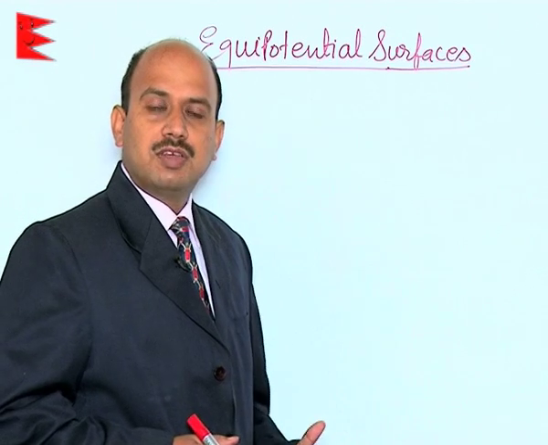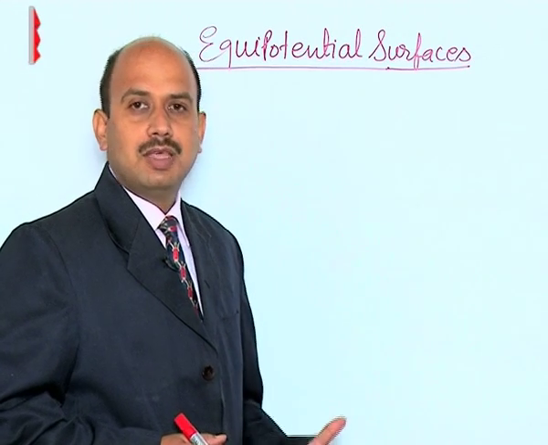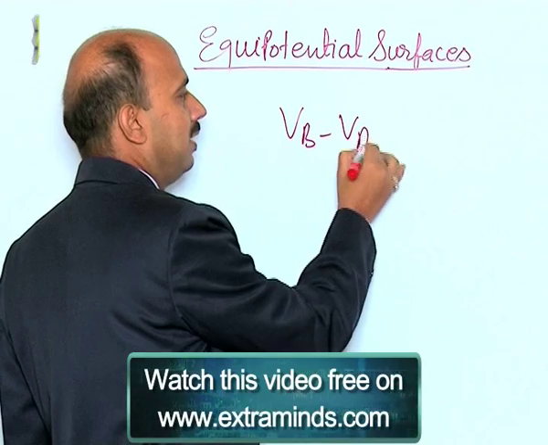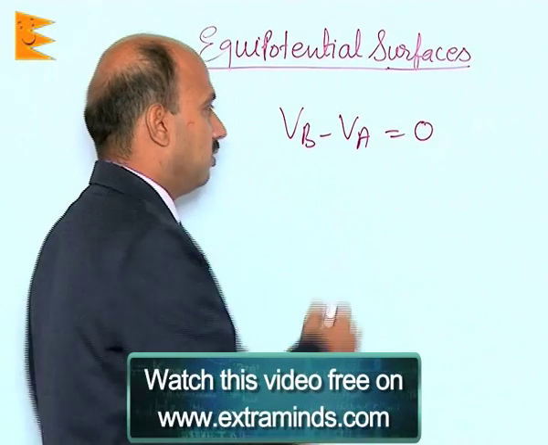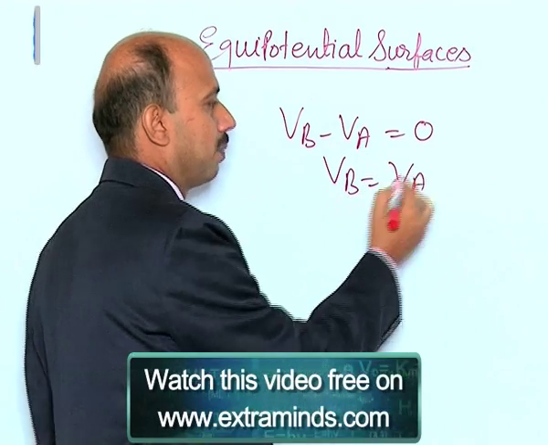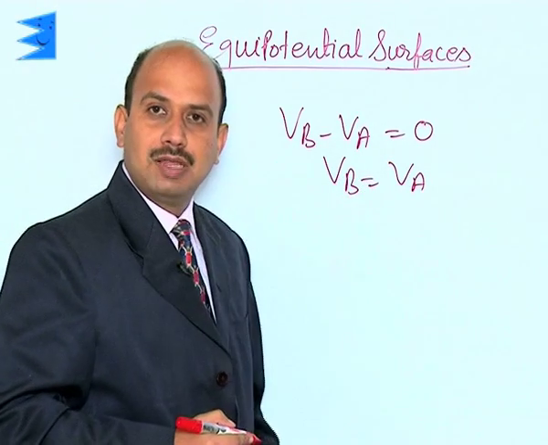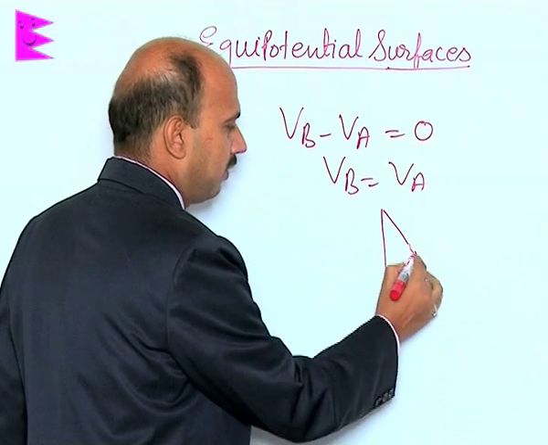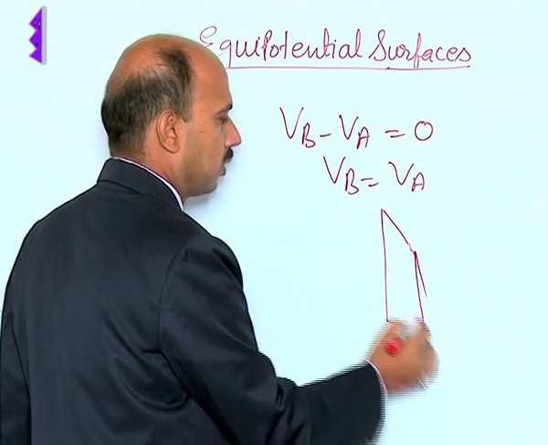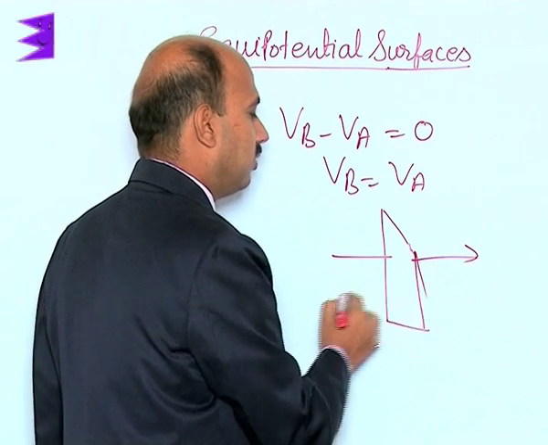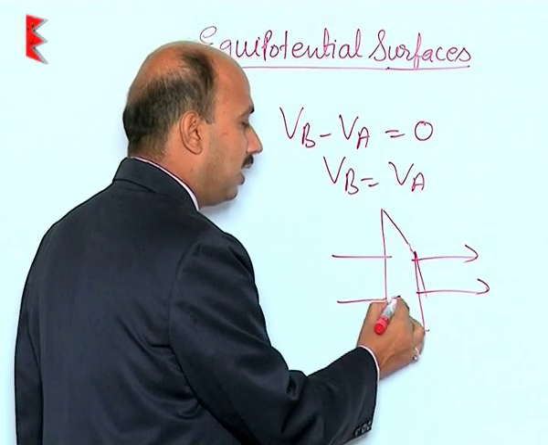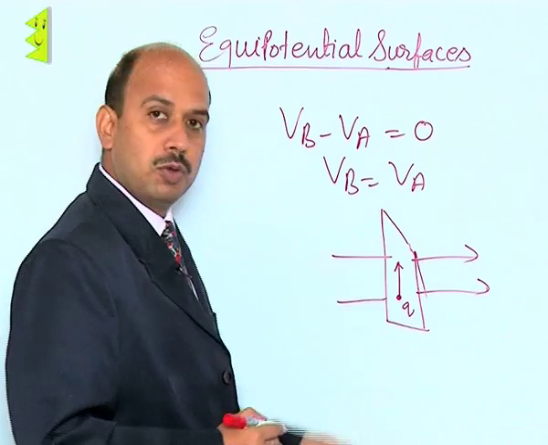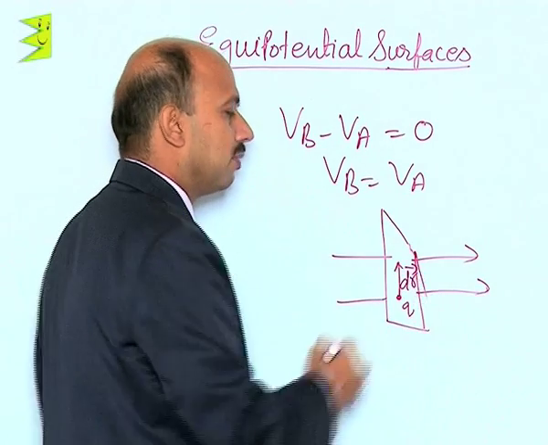Now see here, in equipotential surfaces we have seen the potential remains the same at every point. It means we can write the potential difference Vb minus Va is equal to 0 in equipotential surfaces, because Vb is equal to Va. Now suppose there is an equipotential surface here like this, and here the electric field is to this side. Now a charge q is moved, suppose from here to here, by a small distance dr in the equipotential surface.